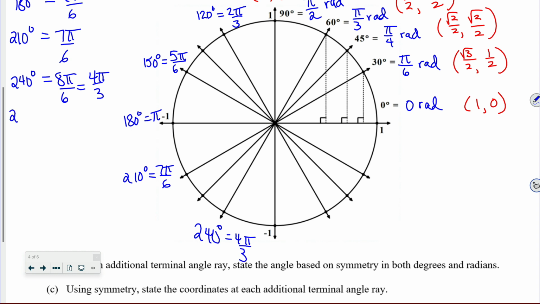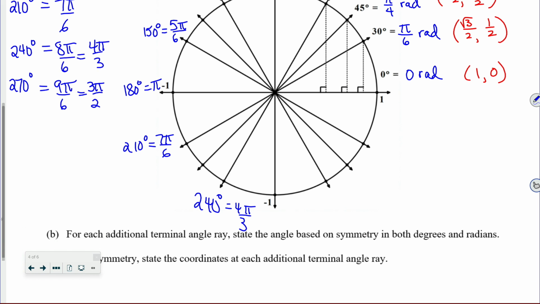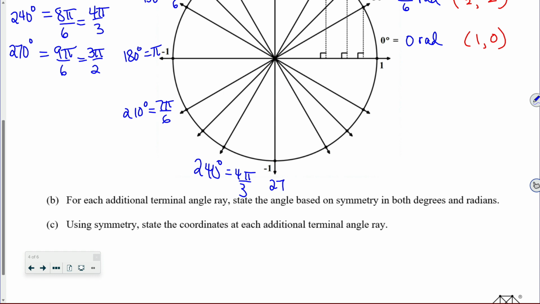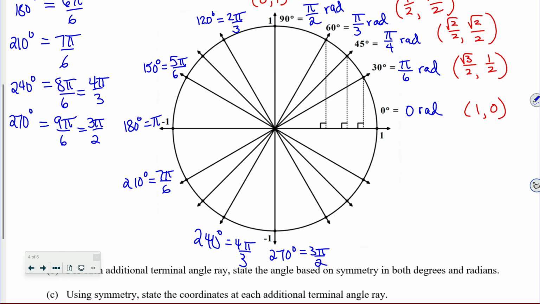Let's add another 30 onto there. That's 270 degrees. That's going to be 9 pi over 6, but that will reduce to 3 pi over 2. And that's our angle right there at the bottom of the unit circle, 270 degrees or 3 pi over 2. All right, coming around, right? Add another 30 degrees, we're up to 300 degrees. Add another pi over 6, and we're at 10 pi over 6. Reduce that down, and we're at 5 pi over 3.